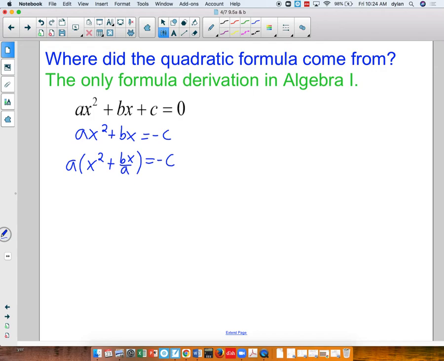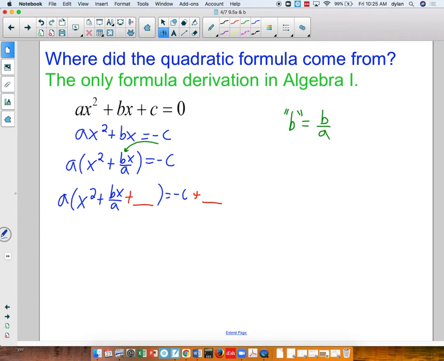So then our third step is we need to find the value to complete the square. So we have a times x squared plus bx over a plus something equals negative c plus something. And remember, our value to complete the square is always b over 2 squared. Now, for this problem, our b value is actually b over a, because it's coming from right here.